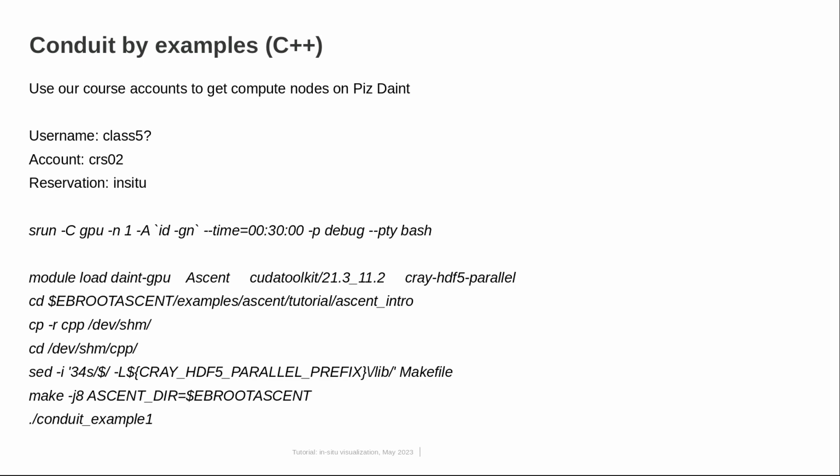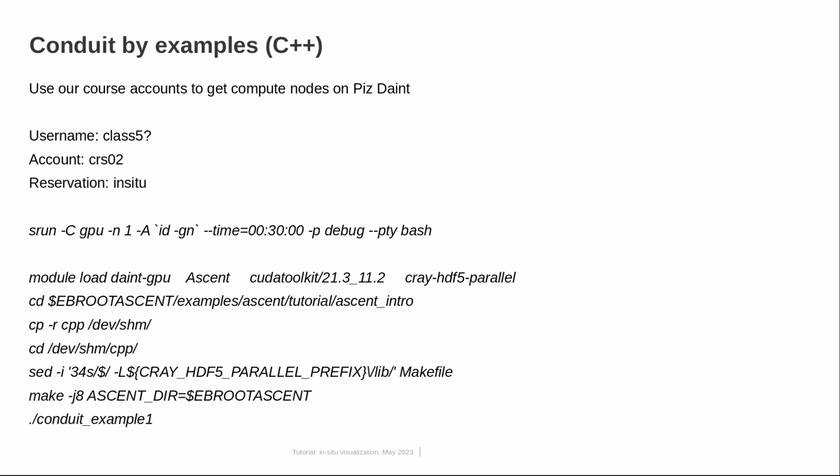What do we do here? We allocate a GPU compute node. We give it our account name, which is extracted. It's the same name as this CRS02. For 30 minutes, we use the debug queue, and we create a console on the compute node that is allocated.